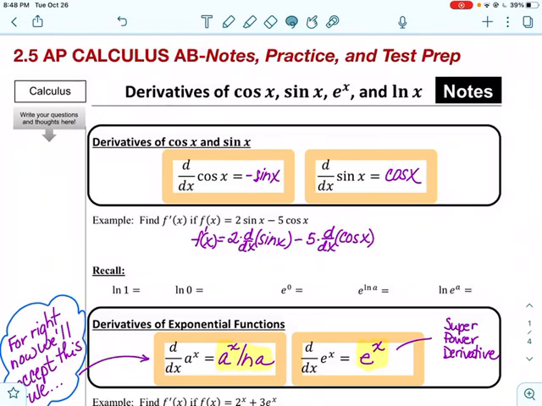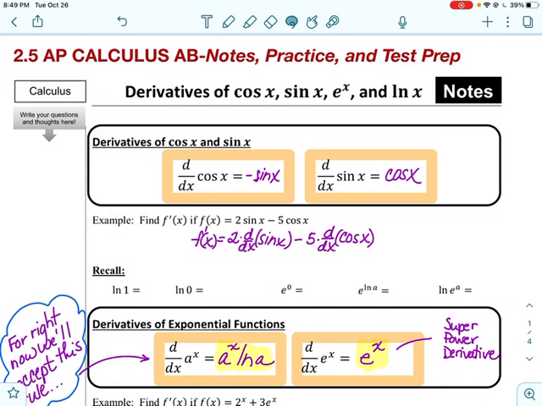Tonight we're looking at 2.5 AP Calculus AB, Notes, Practice, and Test Prep. We're going to be taking the derivatives of cosine, sine, e to the x, and ln of x. So you've got several rules already where you have the power rule, the product rule, and the quotient rule. And so we're going to introduce derivatives of cosine and sine first.